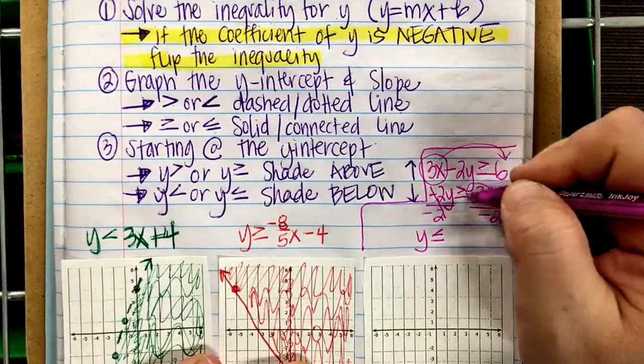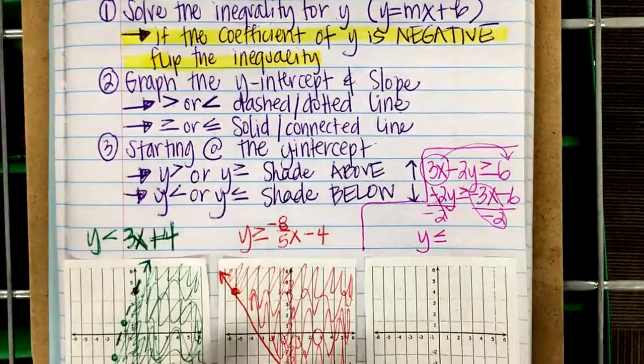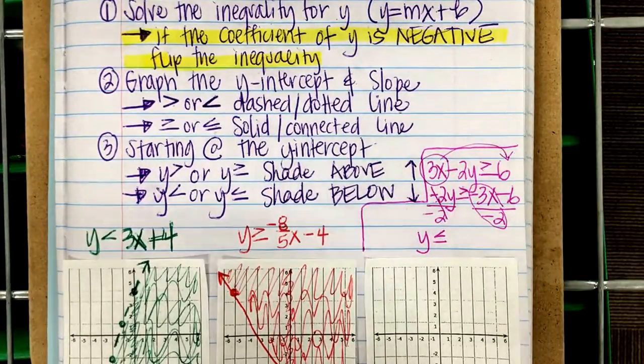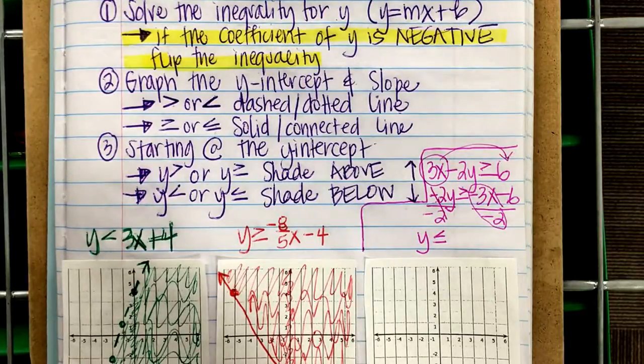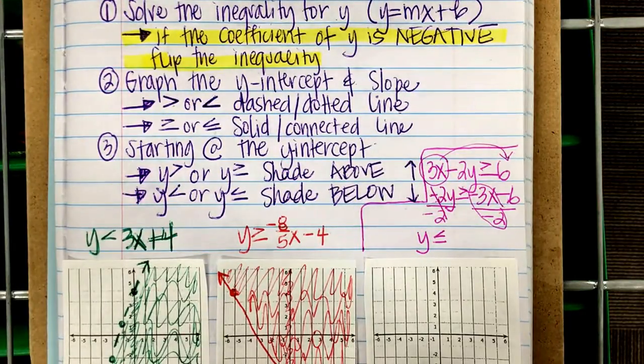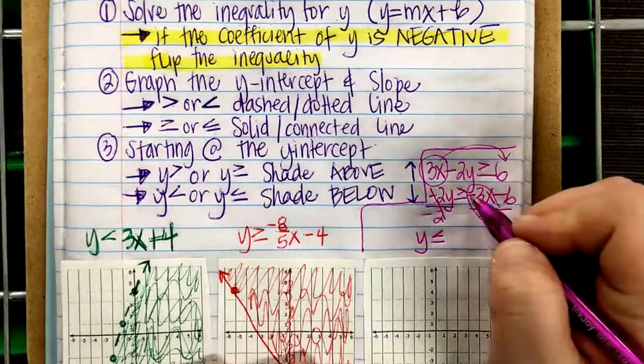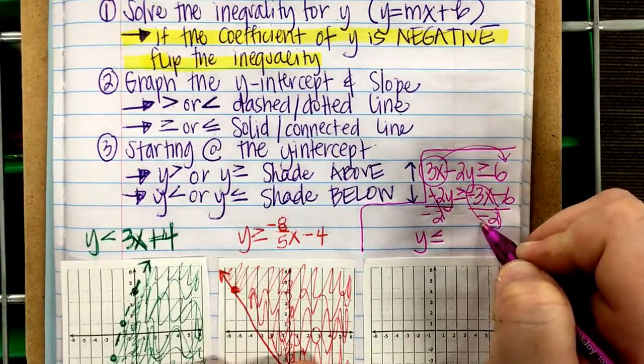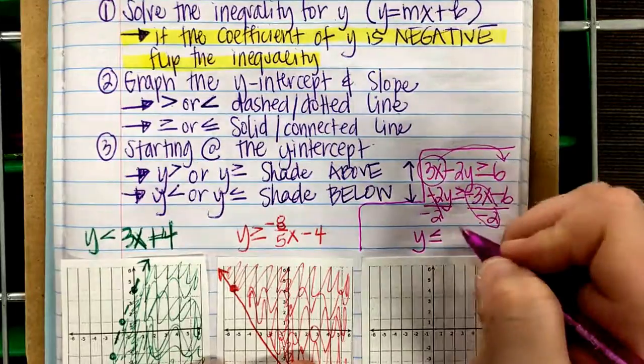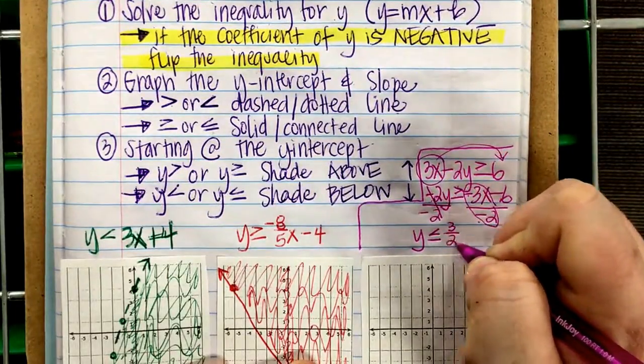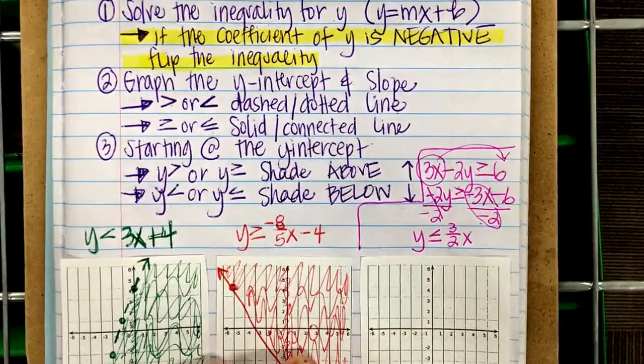Do you know what -3x divided by -2 is? Oh my gosh, you guys forgot everything over break. 2 negatives make a positive. Do you know what 3 divided by 2 is? No. It's a decimal. We don't want that. So 3 over 2x.